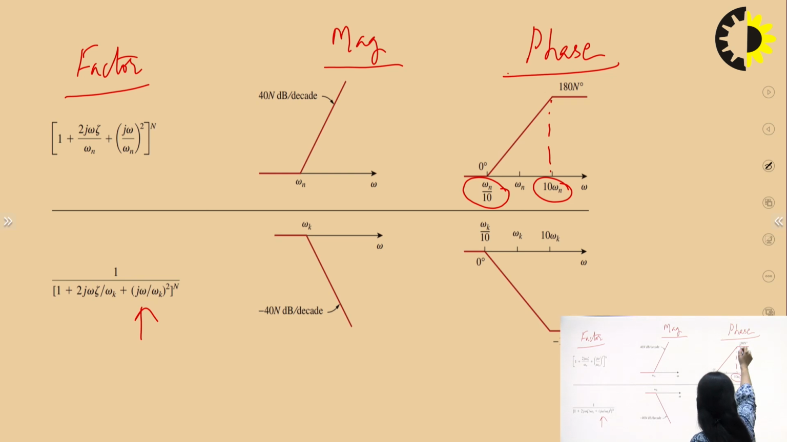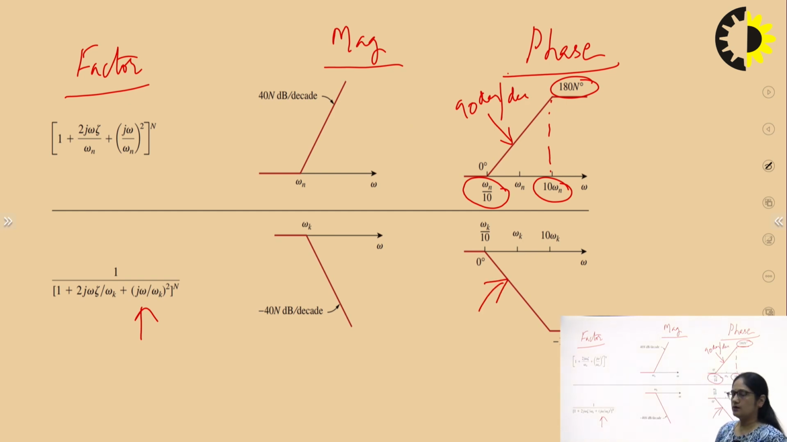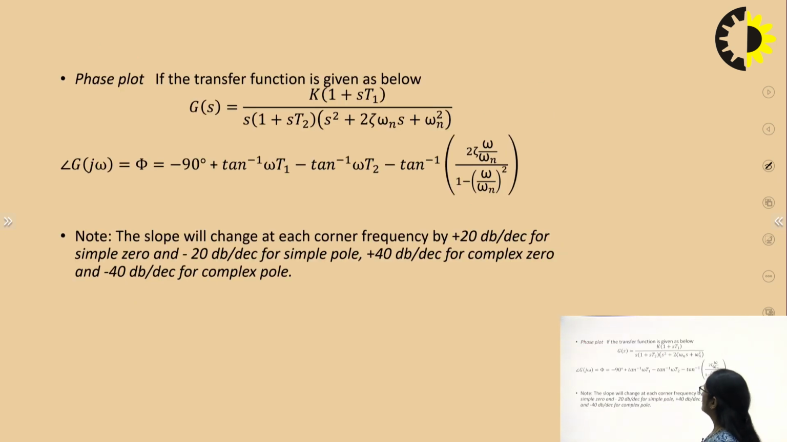So, it goes up to 180 degrees times n. This will be a 90 degrees per decade slope, and this is a fall with a minus 90 degrees per decade slope. So, this is a phase plot in general. If the transfer function is given by this, then how is the phase represented?